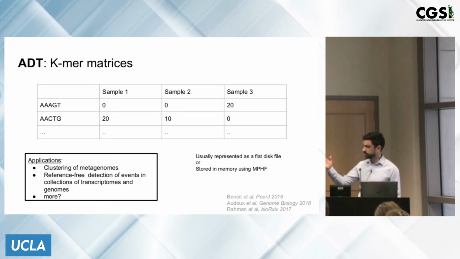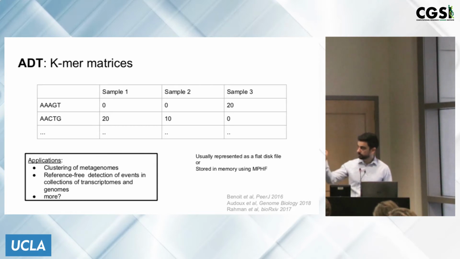So I can think of two ways. One is a flat disk file, and then you query your matrix line by line or column by column in some way. And there's also one way to do it maybe more efficiently by storing all the matrix in memory and using a minimal perfect hash function to store each key, and then represent each line as values of this dictionary.